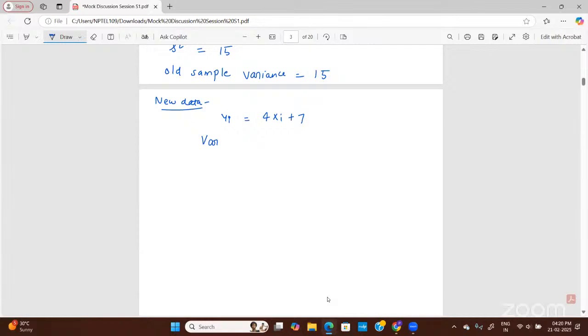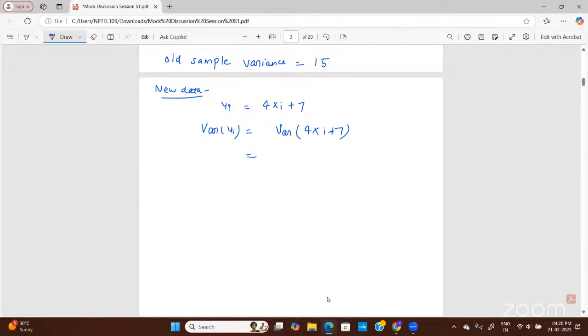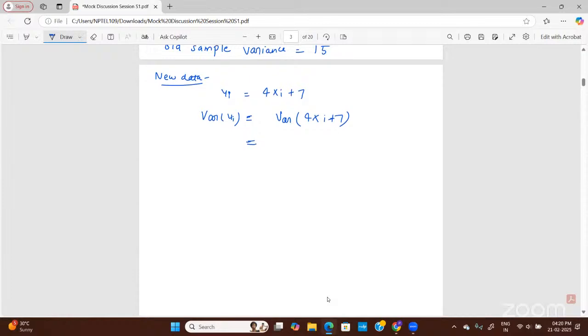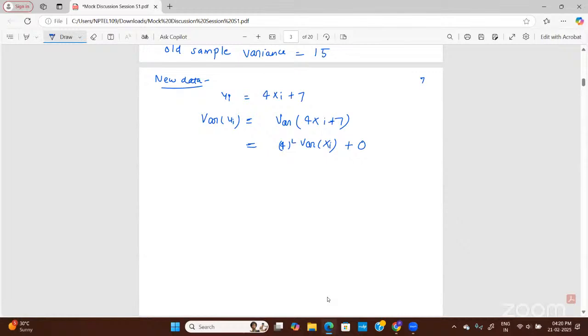So we know that the variance of yi values will be equal to the variance of 4 times xi plus 7. What should I write in the next step? Square of 4, yes: 4 squared into the variance of xi. And then the variance of 7 will be 0, because 7 is a constant value. The variance of any constant value is 0. Is this point clear to everyone?